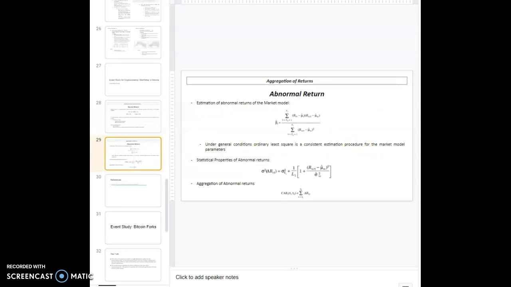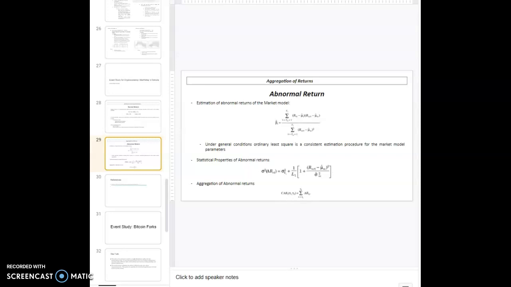This relates to the estimation of abnormal returns of the market model, where R_it and R_mt are the returns in event period t for security i and the market respectively. Moreover, under general conditions, ordinary least squares is a consistent estimation procedure for the market model parameters.